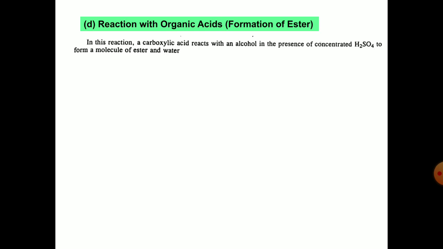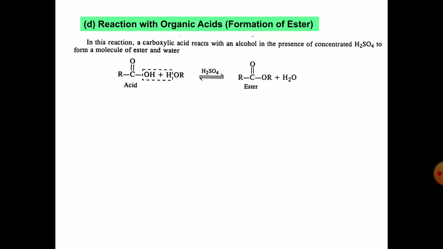And the fourth one is the reaction with the organic acids, or formation of esters. In this reaction, the carboxylic acids react with the alcohol in the presence of concentrated sulfuric acid to form a molecule of ester and water. You see, RC double bond OOH, this is a carboxylic acid, plus ROH, the alcohol. So the OH of a carboxylic acid and the H of the alcohol combine together in the presence of sulfuric acid, and it gives RC double bond OR plus water.